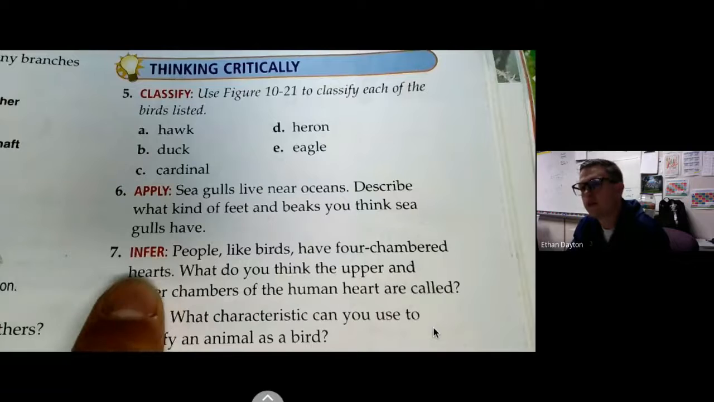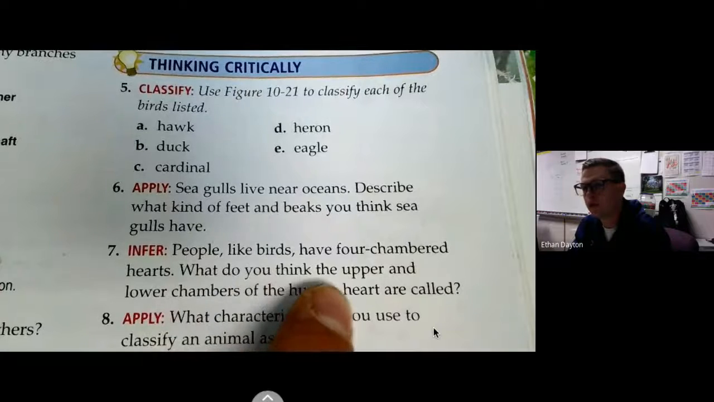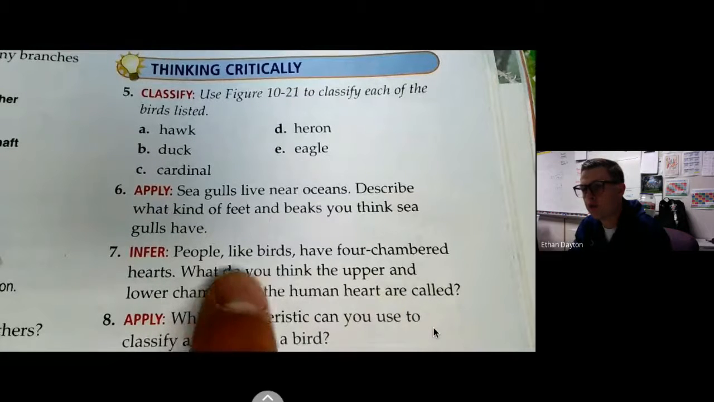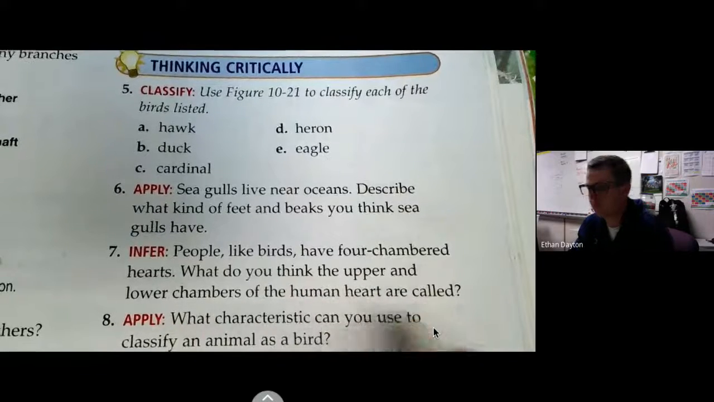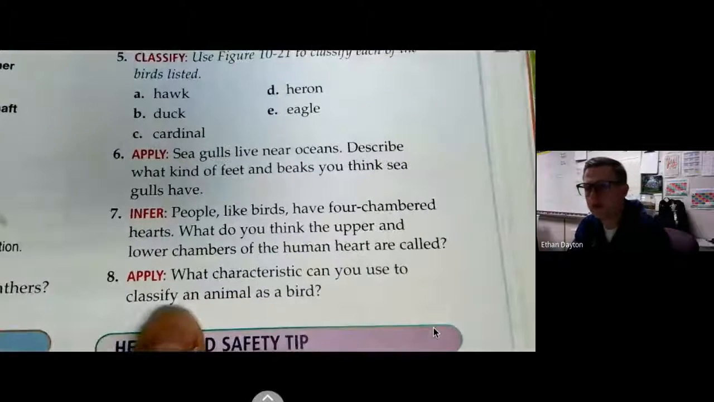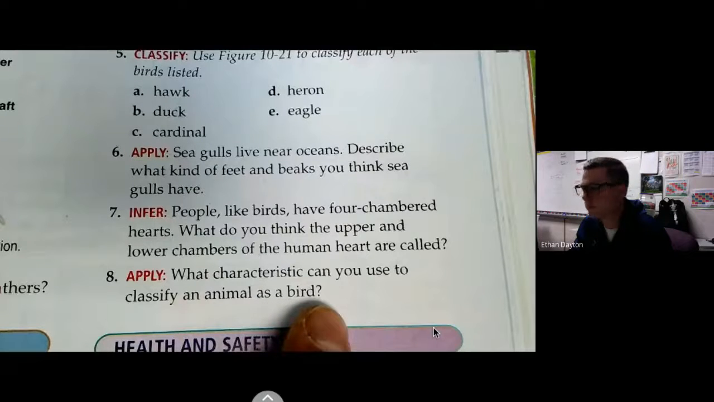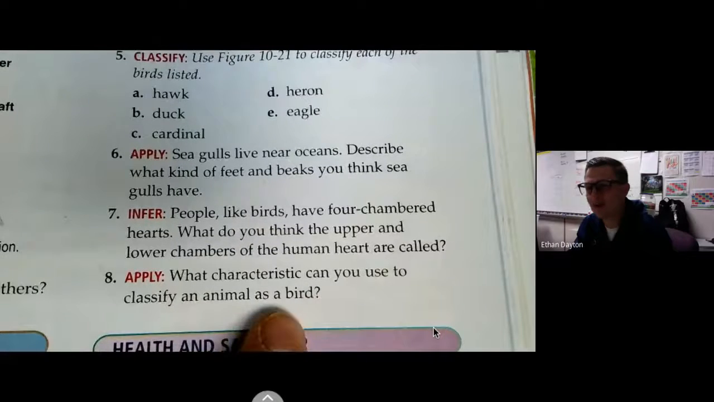All right. Number 7, infer. People, like birds, have 4-chambered hearts. What do you think the upper and lower chambers of the human heart are called? And number 8, what characteristic can you use to classify an animal as a bird? Got the bell in the background there, so I'll read that again. What characteristic can you use to classify an animal as a bird?